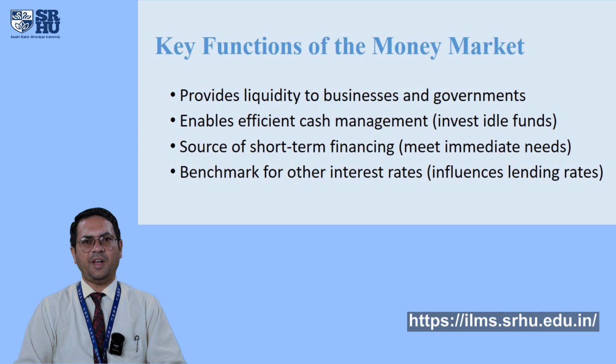Thirdly, it acts as a benchmark for interest rates also. The rates offered on instruments in the money market influence the rates charged by banks and other financial institutions across the board. And finally, the money market acts as a source of short term finance. Corporations issue instruments like commercial papers, and governments float treasury bills to raise money quickly and efficiently.